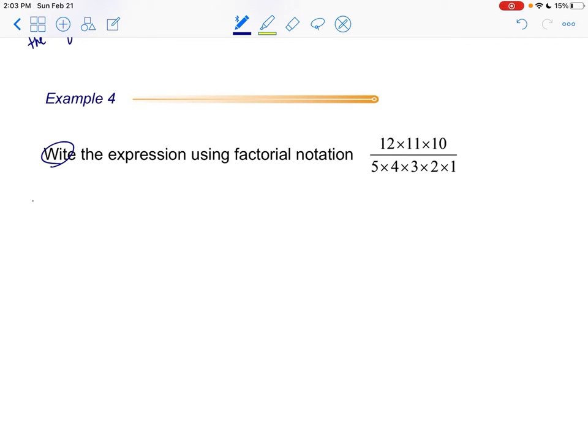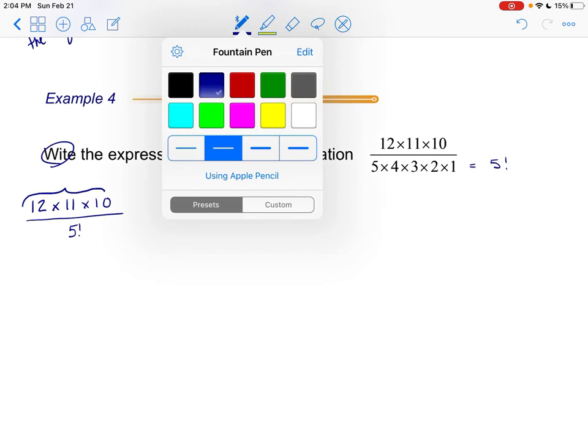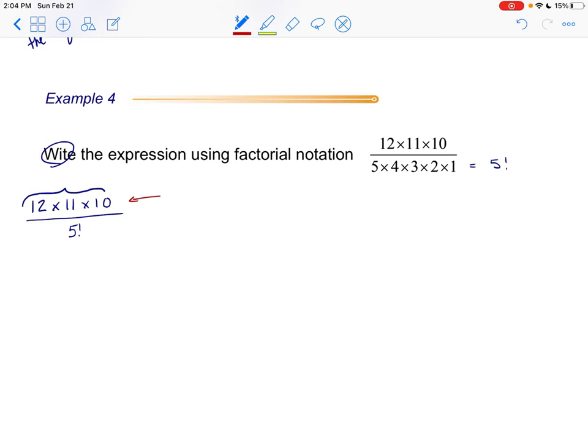Hopefully you can see that in our denominator, right away, we have a 5 factorial: 5 times 4 times 3 times 2 times 1. That's 5 factorial. Now, in our numerator, this certainly looks like the start of a factorial, but then it abruptly ends. So here, really, we should be looking at what's missing.